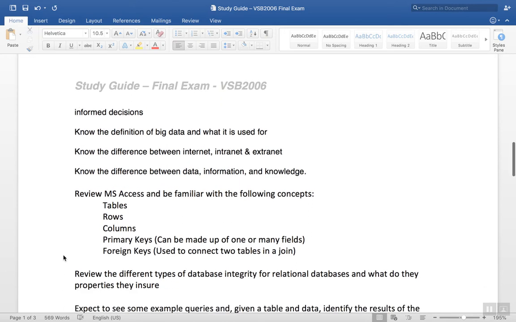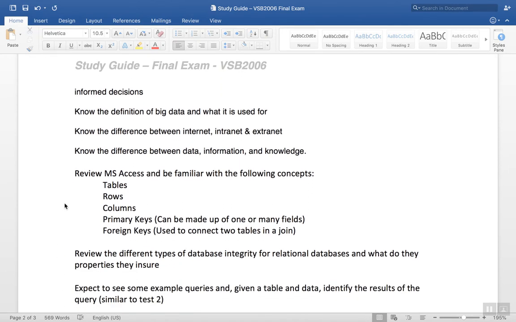Take a look at Access. Some of the stuff we talked about with Access: the idea of tables, relational databases, multiple tables. A table is constructed of both rows and columns. Every table needs to have a key, which can be made up of one or many fields, at least one, with the proviso that it needs to make each record, each row, unique.